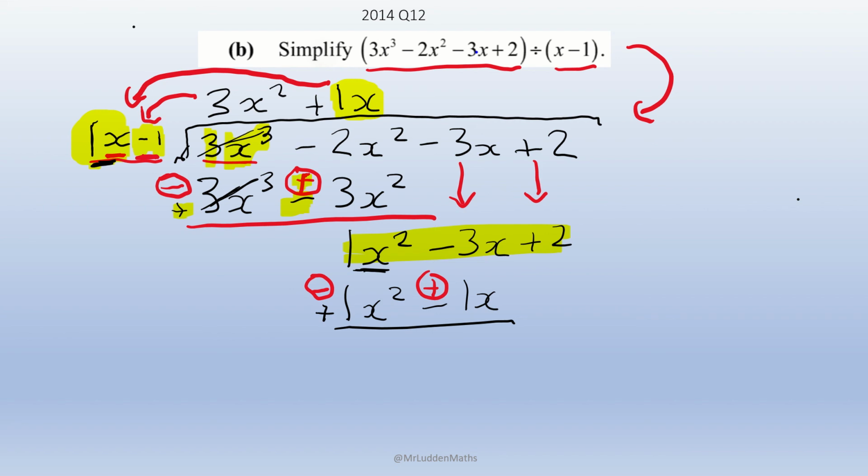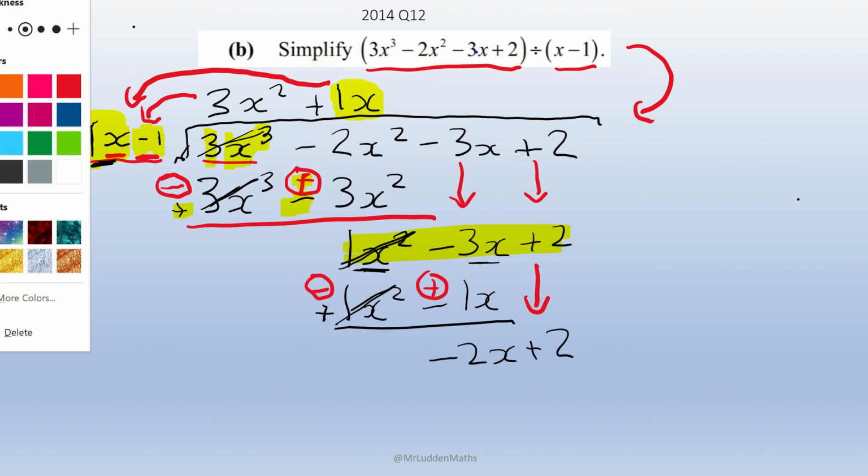When I do out that sum, I'm going to have 1x squared minus 1x squared. Well, that's going to give me 0, so I'm just going to put a line through those, so I know that I don't have to use them again. I have minus 3x plus 1x. That's going to give me minus 2x. And I still haven't used my plus 2 at the end, so I'm going to bring that guy down. Okay, plus 2.